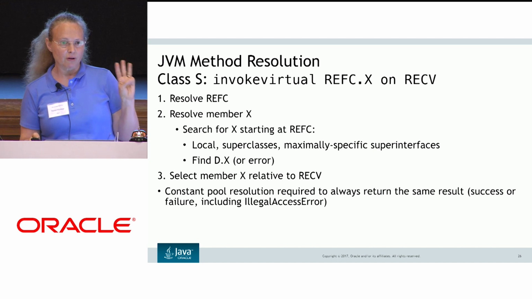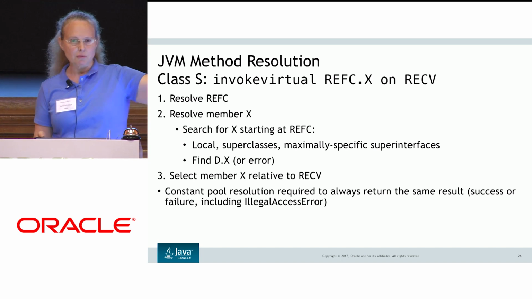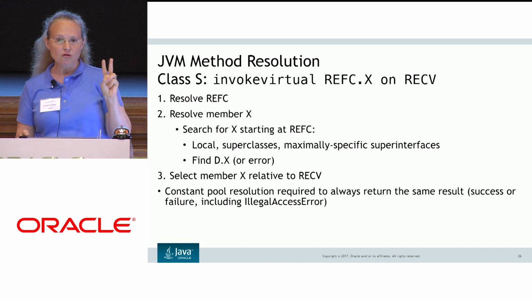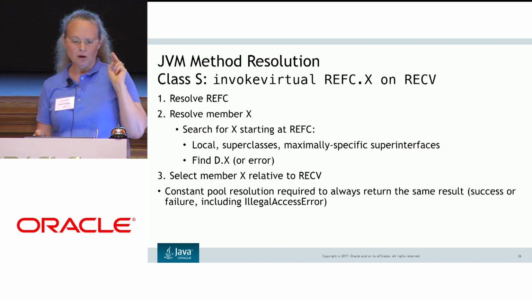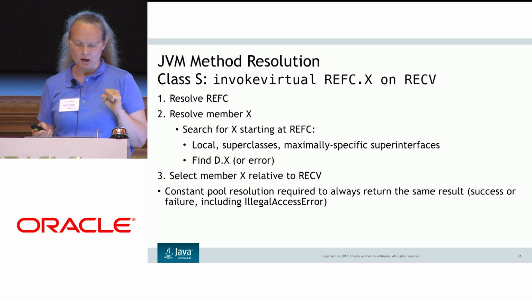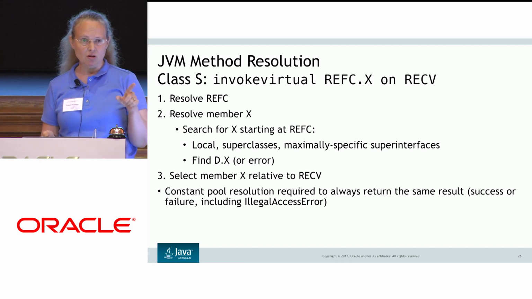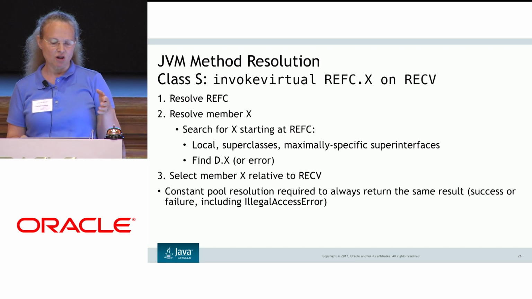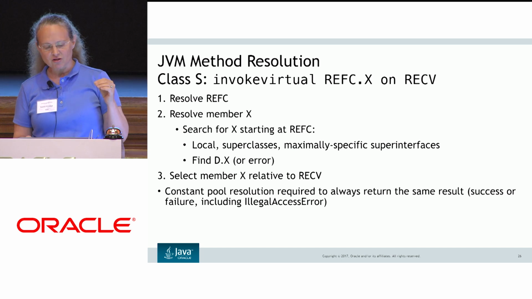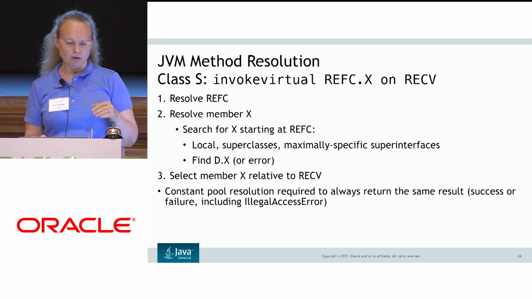There are 3 steps to method resolution. First, we resolve the static reference. Then we resolve the member, where we start the search at the static reference. We look locally, then superclasses, then maximally specific superinterfaces. And then we either find the member, name and signature match, or we don't, in which case it's an error. Then we do selection based on the dynamic receiver, okay? So we select the member there.